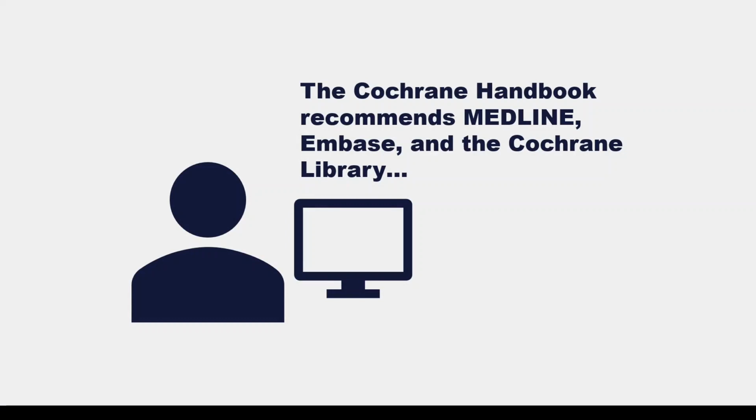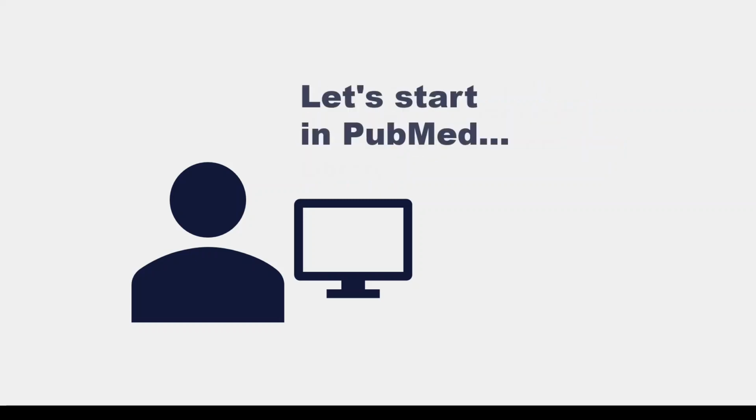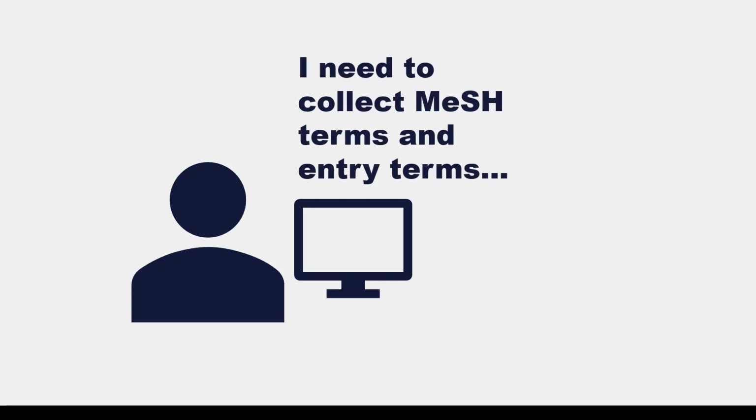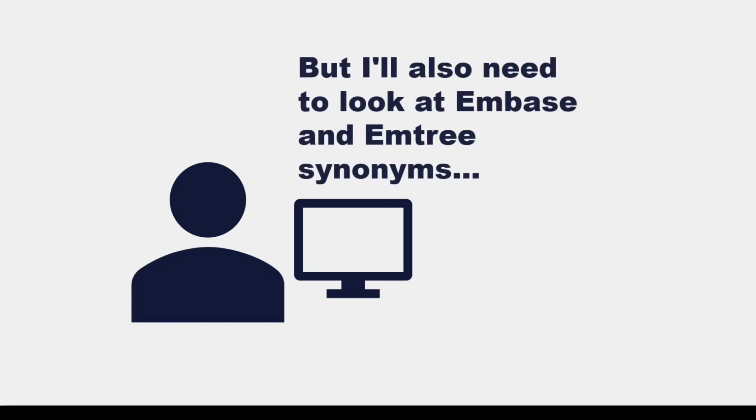Because the Cochrane Handbook encourages Medline, Embase, and the Cochrane Library as appropriate resources to search, I will often build my PubMed search while I am also looking at Embase and Emtree subject headings, which are completely different from medical subject headings, otherwise known as MeSH. It's a best practice to include both subject headings and keyword terms in a systematic search to capture the literature, regardless of how the authors described the topic and whether or not it's been indexed with subject headings.